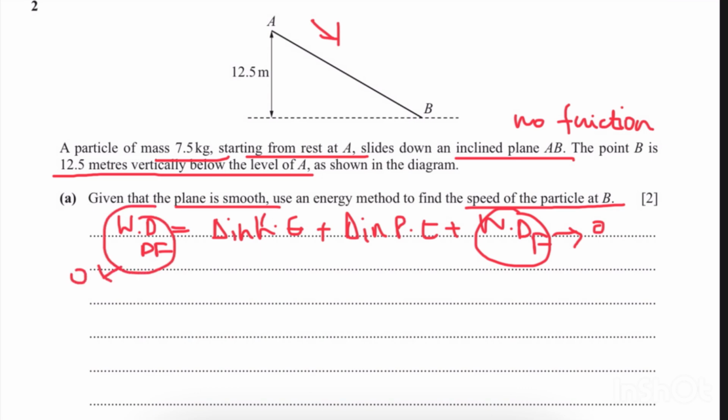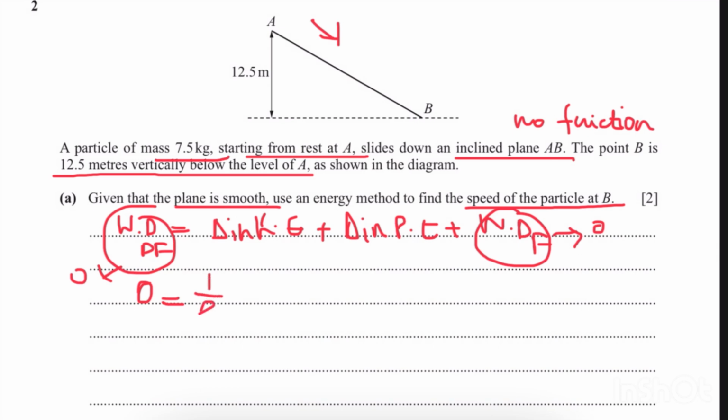Since the particle will move down due to its weight and not because there is a force applied to it, that means that 0 is equal to the change in kinetic energy plus the change in potential energy. We know that the formula for change in kinetic energy is half times the mass multiplied by the final velocity squared minus the initial velocity squared.